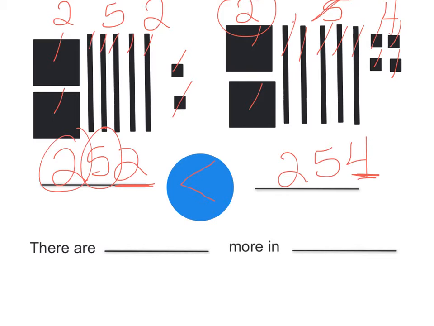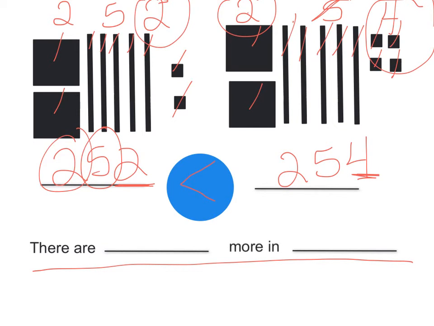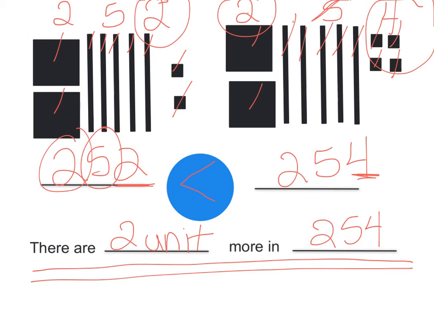And we would read this as 252 is less than 254. And we know there's a difference here. This is a sentence, expressing it in a sentence. You have 4 units here and 2 units here. So we know there are 2 units more in 254. This is comparing in a sentence once again. That's it for now.